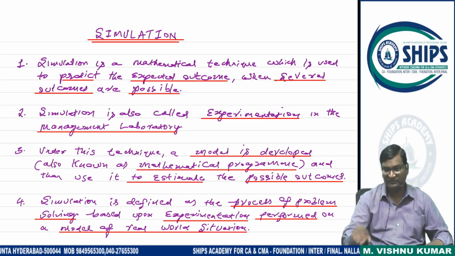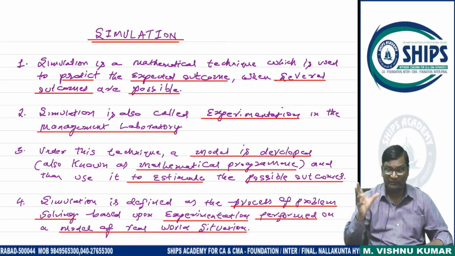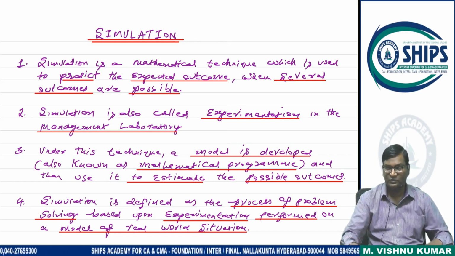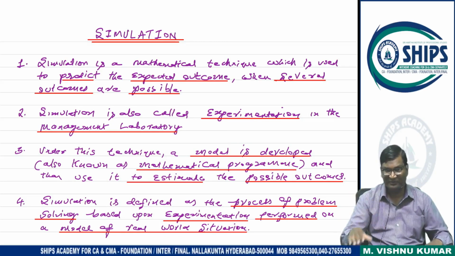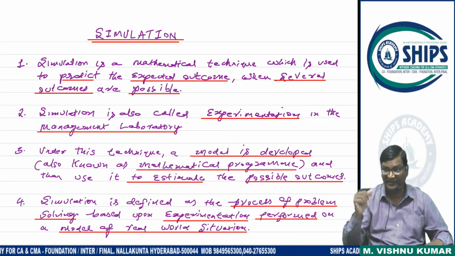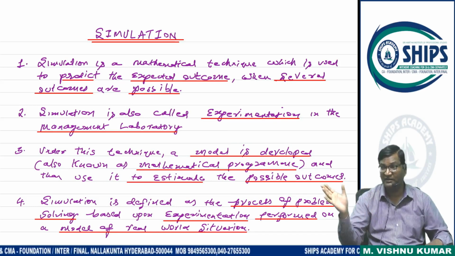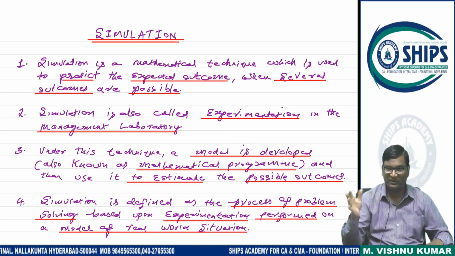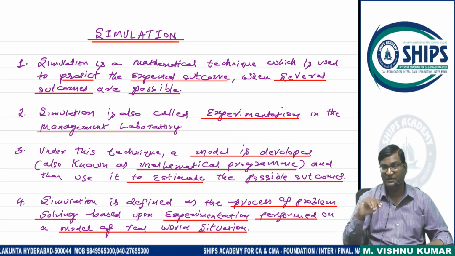Similarly, nuclear plant. Suppose nowadays every country wants to become a superpower. So ultimately, to become a superpower, nuclear is very important. So in nuclear, there is a possibility of radiation. In a real-time environment, it is practically impossible to do the experimentation. The experimentation is not possible in a real-time environment.